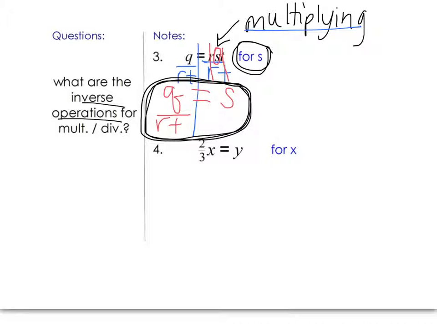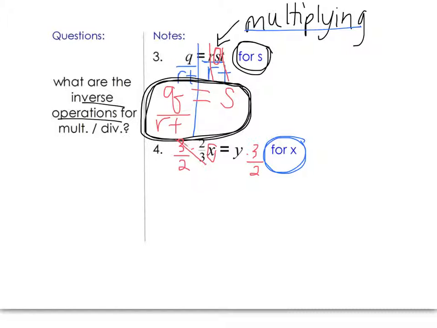Number 4 says 2 over 3x equals y. So 2/3 times x equals y. I'm solving for x. What can I multiply by on both sides of my equation so that x is alone? What can I multiply by? We have this thing called the reciprocal. Is that ringing any bells? I could multiply by that fraction flipped over on both sides.